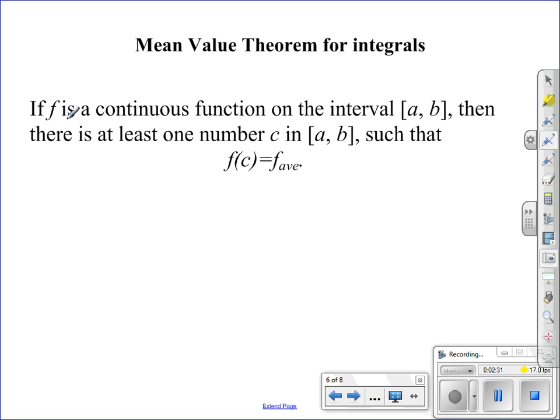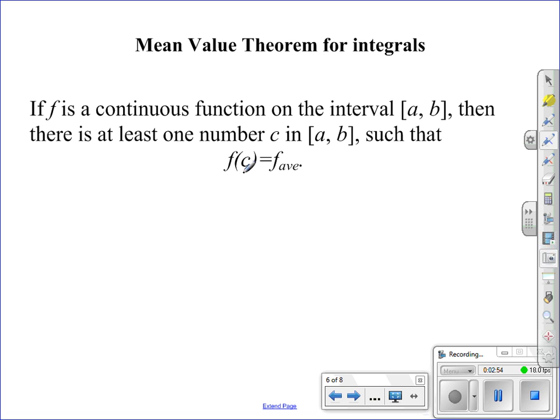If f is a continuous function, then there must be a number c. Note that c is an x value between a and b, so that f of c is equal to f of the average value. So that means at c you reach the average height or the balance height. Okay. So the question is how to find that c without a graph, just algebraically.